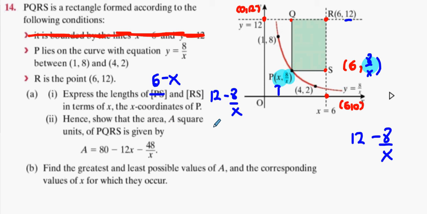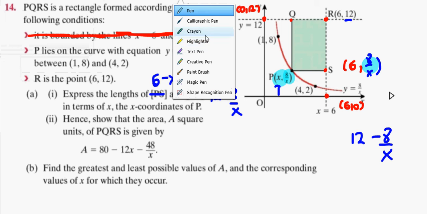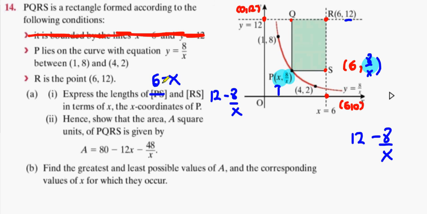Again, just announcements today. Lads, does everybody understand why it's 6 minus x? And does everybody understand why it's 12 minus 8 over x? Yeah, 8 over x, right?